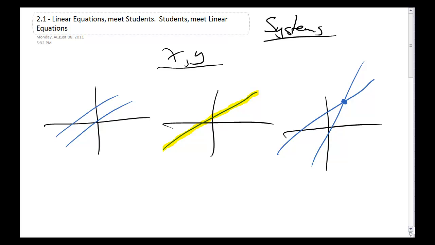These lines work like this. This one right here would be called no solutions. The lines are parallel. They never meet. There's no common ground between this line and this line. They never cross. This one right here would be infinite solutions.